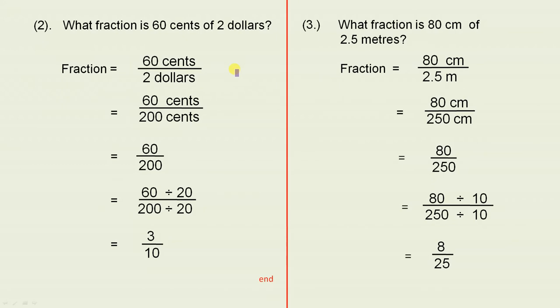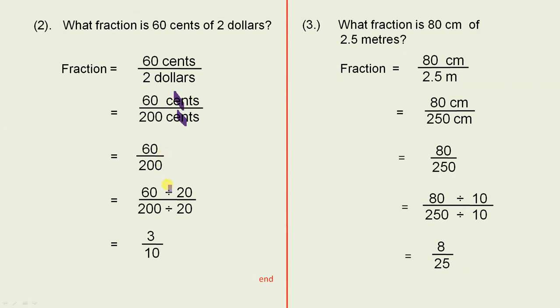Number 2, what fraction is 60 cents of $2? So the fraction will be 60 cents over $2. We convert them to the same unit, so we have to change the dollars to cents. So it'll be 60 cents over 200 cents. Cancel the cents because we don't need the units anymore because they're the same, because we're just interested in the fraction. So 60 over 200, we can write that in simplest form.